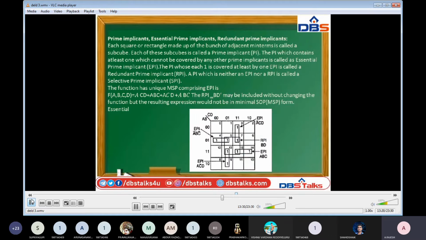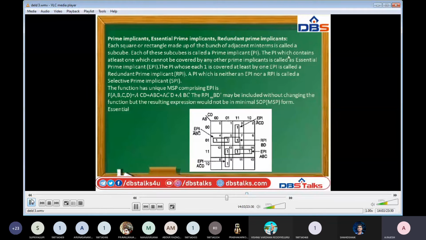So coming to the next one, that is prime implicants, essential prime implicants and redundant prime implicants. Each square or rectangle made up of a bunch of adjacent minterms is called a subcube. So I see here, can I call this one a subcube, and this rectangle as a subcube? వీటన్నిటిని subcubes అంటాం, and each of these subcubes is called a prime implicant. So these subcubes are also called prime implicants. Prime implicants అంటాం.